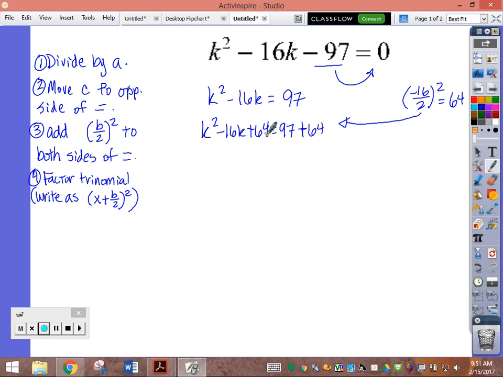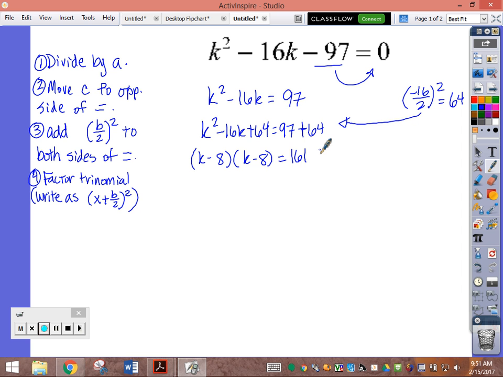What are two numbers that multiply to equal 64, but add to equal negative 16? That would be negative 8 and negative 8. So if I factor the trinomial, it will look like that. I'm going to go ahead and add 97 plus 64. What would that be? That would be 150 plus 11, 161. I think that's right, but I should probably check that. 97 plus 64, yep, 161.